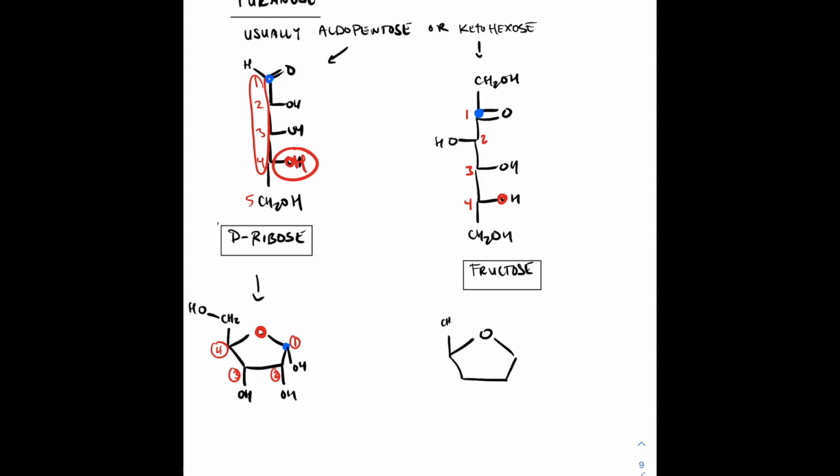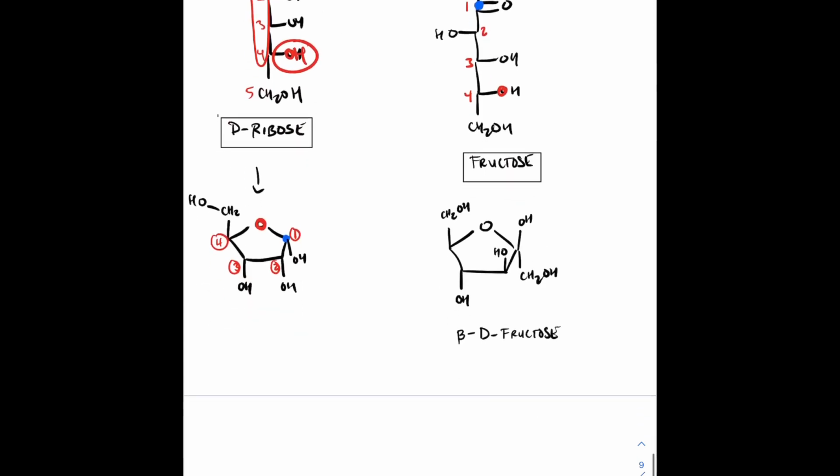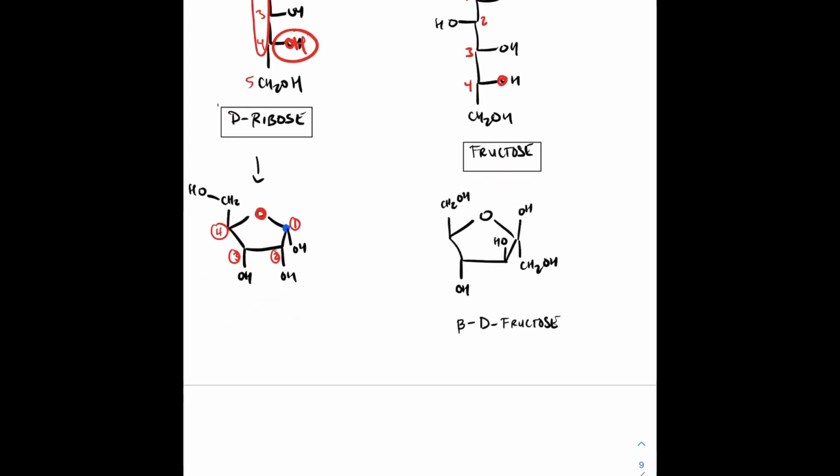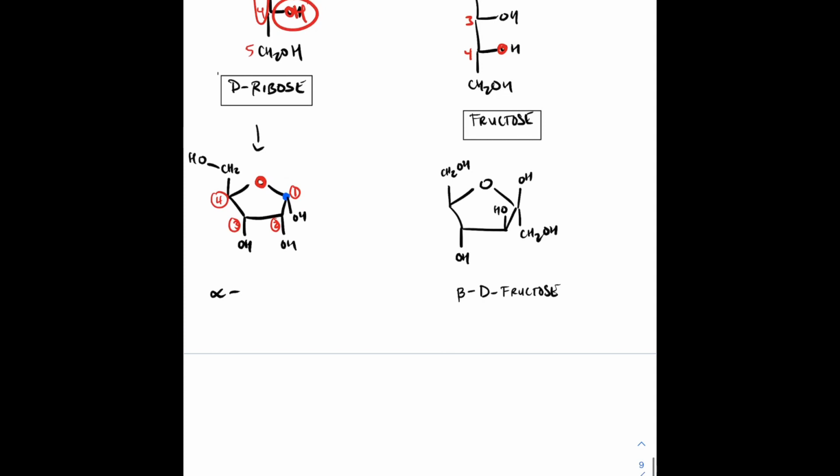And for fructose, it's the same thing, except now, since we have on that anomeric carbon the carbonyl group, we had a CH2OH substituent on there, so we'll have that in the final product as well. And this would be beta D fructose. And the one on the left for ribose would be the alpha D ribose.